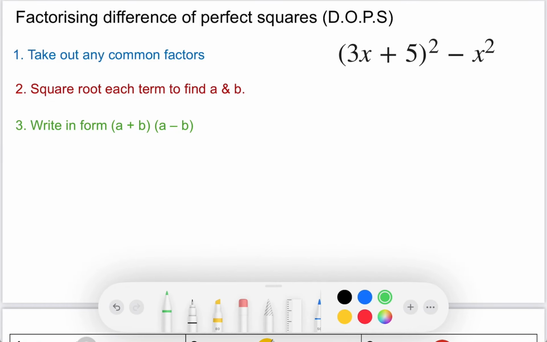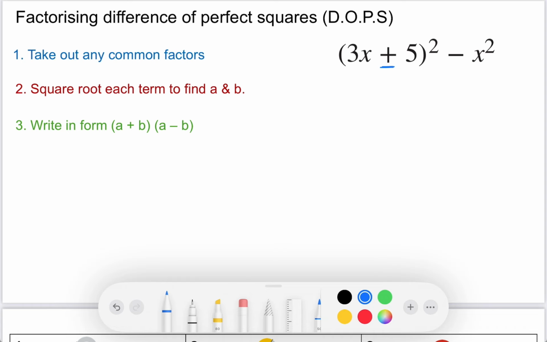Let's consider a special case when we're dealing with factorising difference of perfect squares. So here I've got an expression, (3x + 5)² − x². Looking at this straight away, you might think, well, I can see a plus in that first binomial, so I can't apply my difference of perfect squares.